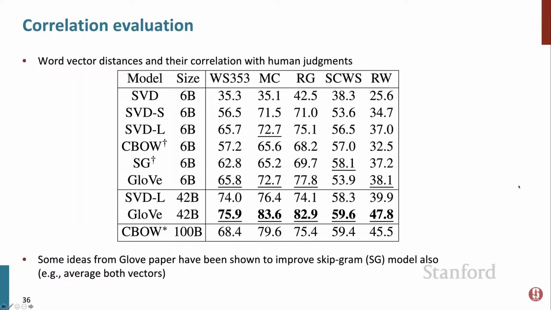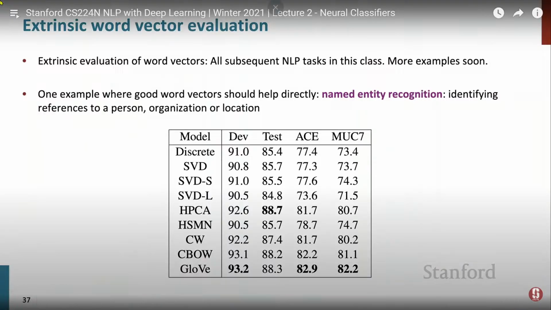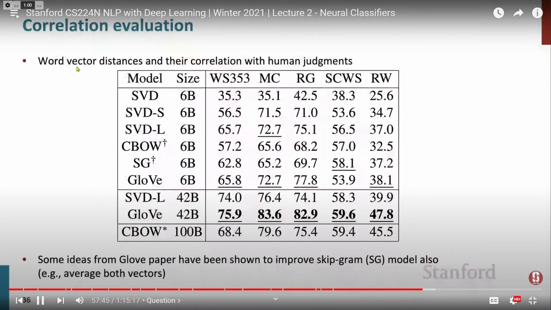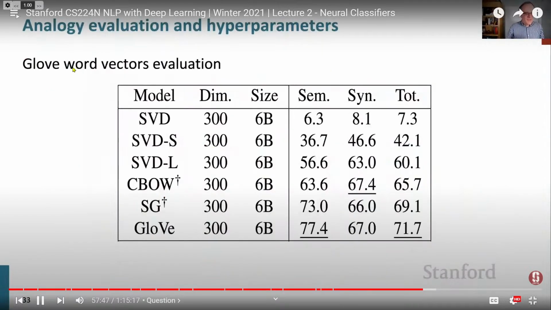Chris, sorry to interrupt. A lot of the students were asking if you could re-explain the objective function for the GloVe model and also what log bilinear means. Okay. Sure.